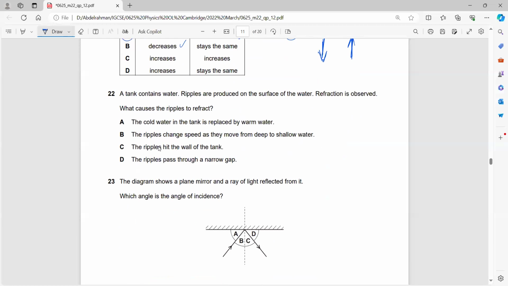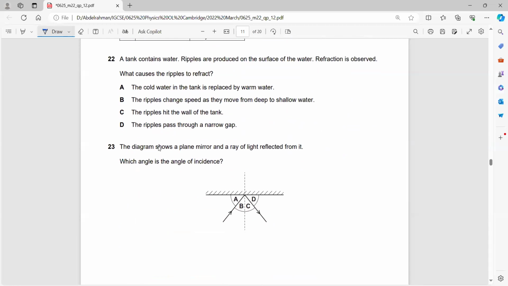Question 22. A tank contains water. Ripples are produced on the surface. Refraction is observed. What causes the ripples to refract? Can someone answer? Why do the ripples refract in the water?